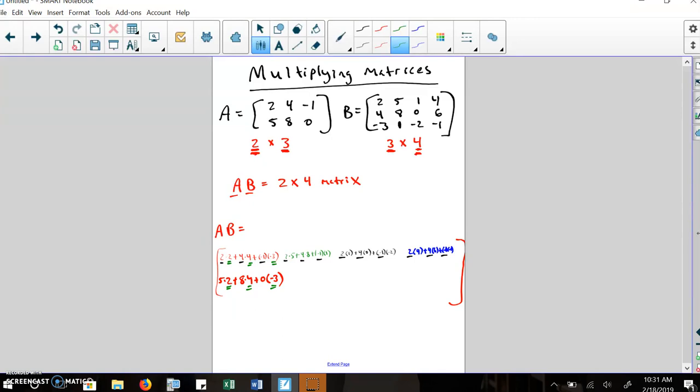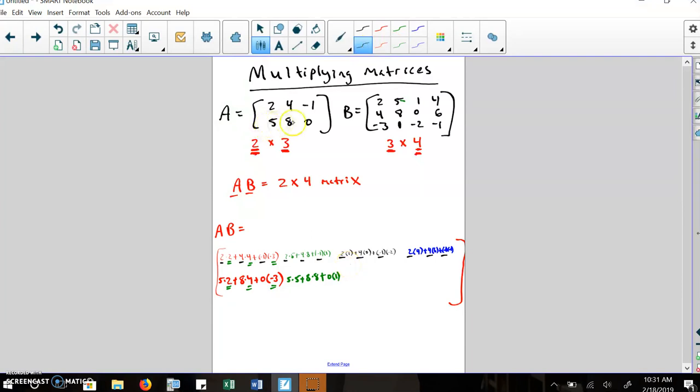Alright, so now let's go to our second entry. It's going to be the second row times the second column here, so it's going to be 5 times 5 plus 8 times 8, plus 0 times 1. Let's make sure that these numbers are matching up here. Again, these are matching: 5 and 5, 8 and 8, 1 and 1. So that's looking pretty good.